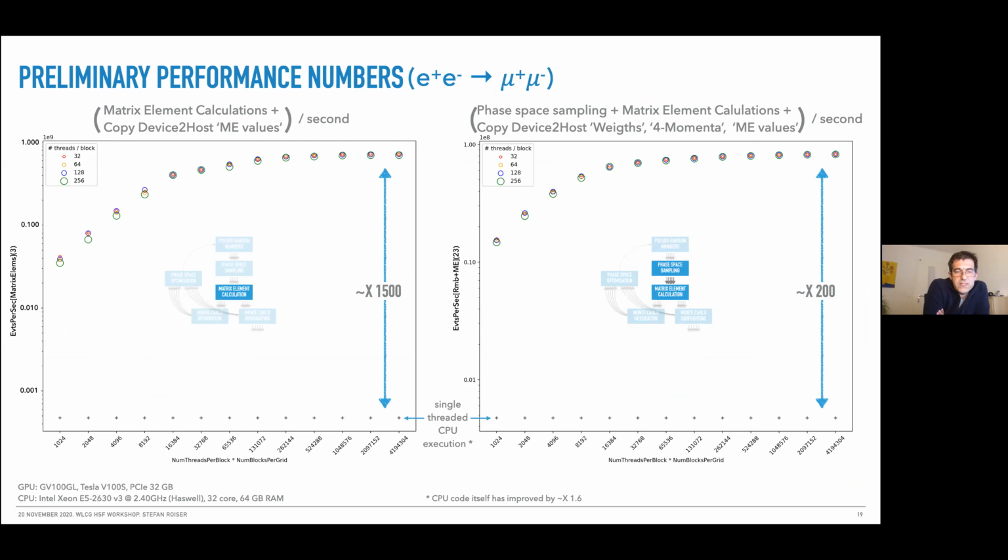at the performance, when you take only the matrix element calculations and the copying back of the matrix element values to the host, we are approaching a factor 1,500 over a single-threaded CPU. If you take also the phase-space sampling and the other two copies that you have seen before in the previous slide, then we are around a factor 200. Now, we do imagine that both these numbers will improve once we get into more complex processes for the physics.